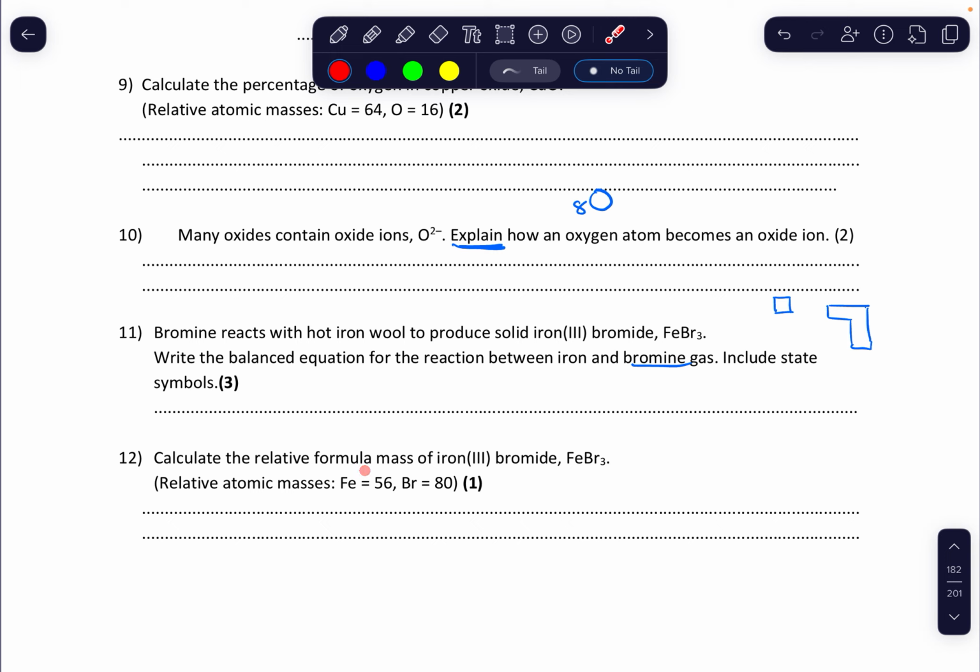And the last one is calculate relative formula mass. Remember, all we have to do is add up the masses of the elements involved, remembering to include the number of times an element is in a formula.